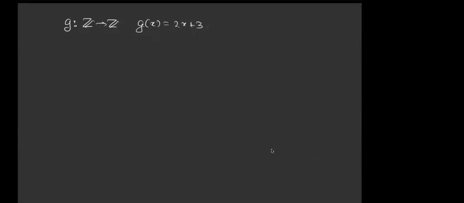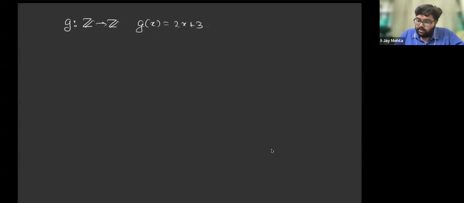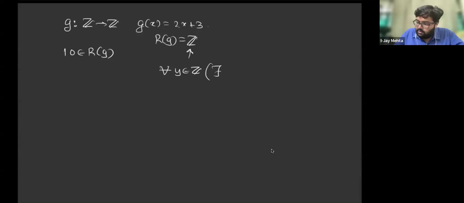Yes, sir. So Shivam says onto, right? Okay, so that means 10 belongs to range of G. Onto means what? Range of G is Z. So given any y in Z, Shivam will give me x in Z such that y equals G of x.